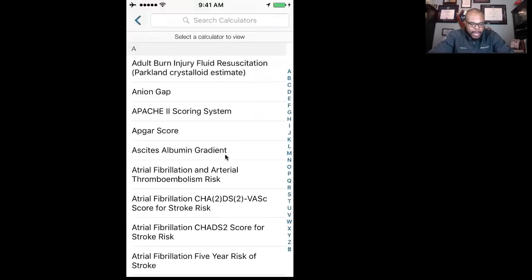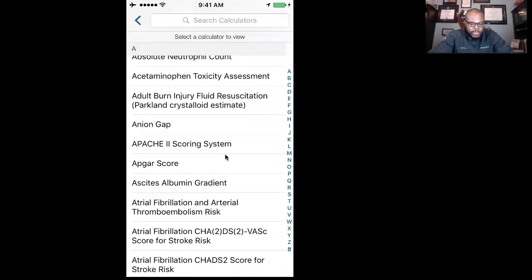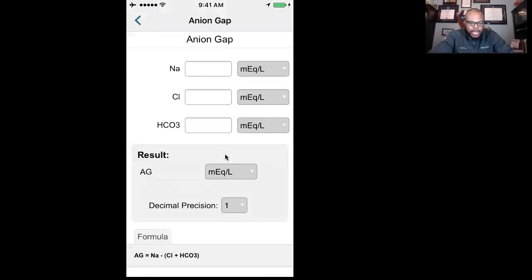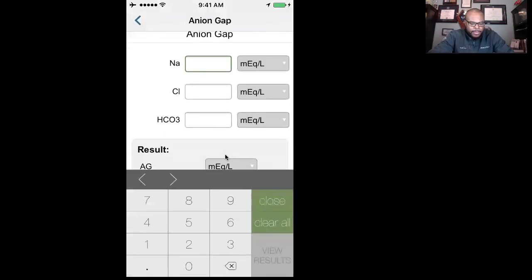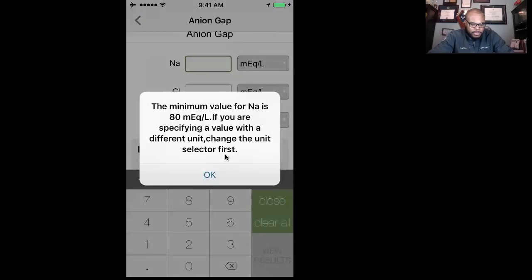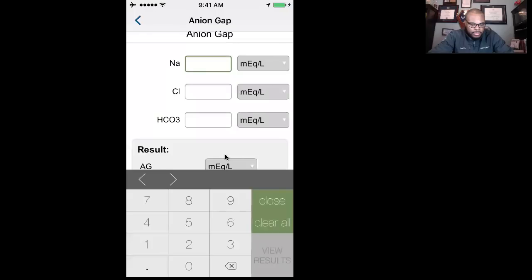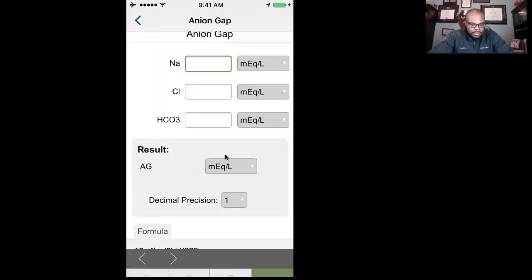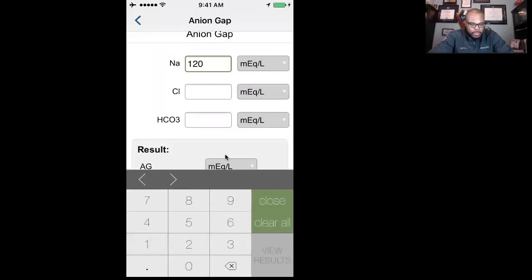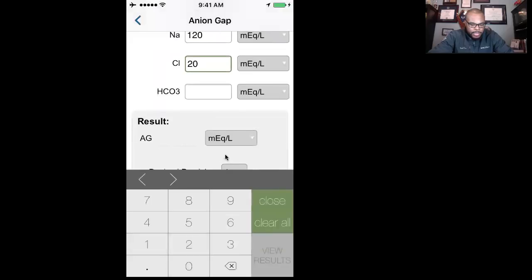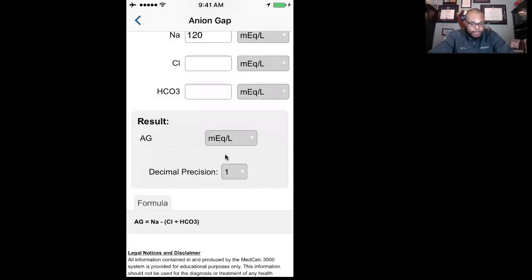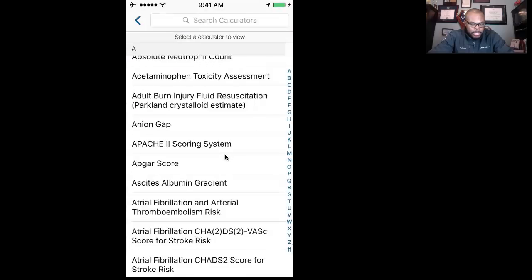They also have some calculators, which is really helpful. Say, for instance, you're in the ICU or the ER, you want to calculate a patient's anion gap. Their sodium is 140. Let me see, 140. This doesn't want to work. Well, 120. Chloride is 20. Let's see. You get the point.